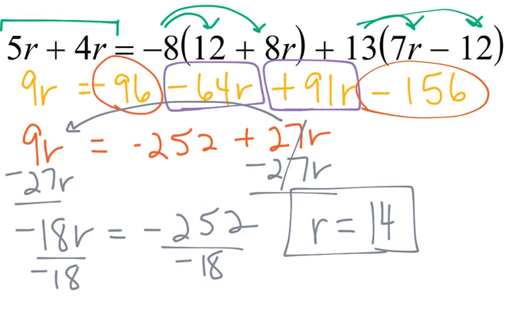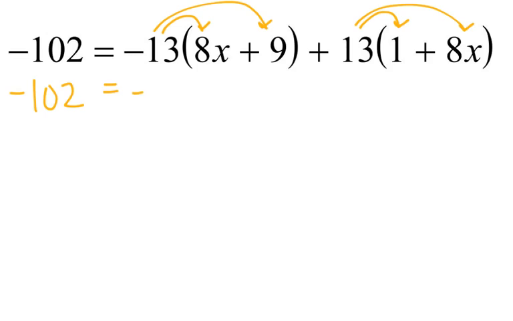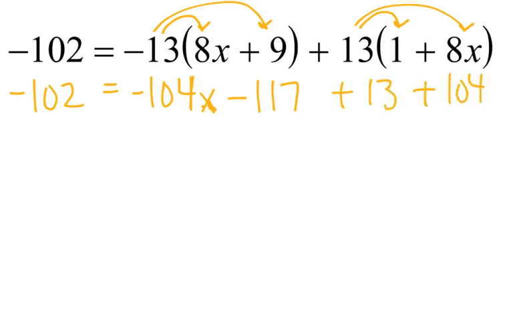I want to backtrack and look at one more question. And I'm hoping you're thinking, oh, it's because it's another special case. And you're right, it is. I just want to show you what the opposite special case would look like. So in this case, I'm going to go ahead and distribute on this last question to both of these terms. So negative 102 equals, let's see here, negative 104x, maybe, minus, I believe it's negative 117, and then plus 13 and plus 104x.